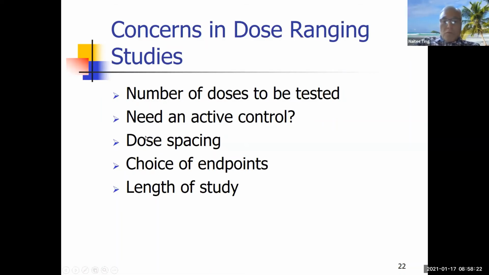And the true challenge is your dose spacing. What does dose spacing mean? Dose spacing means the difference between the high dose and medium dose, between medium dose and low dose, and between low dose and placebo. These are called dose spacing. Of course, the choice of endpoints and the length of study are all necessary considerations in designing a dose ranging trial.